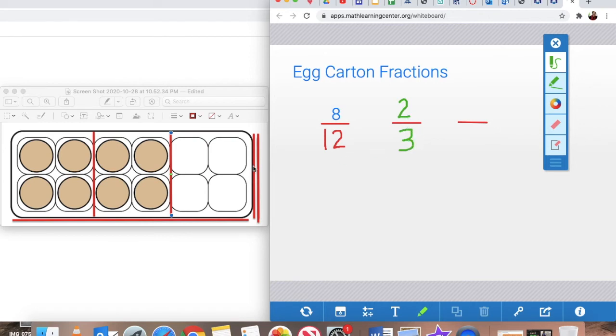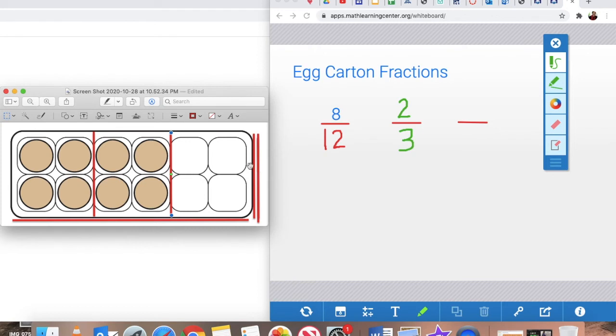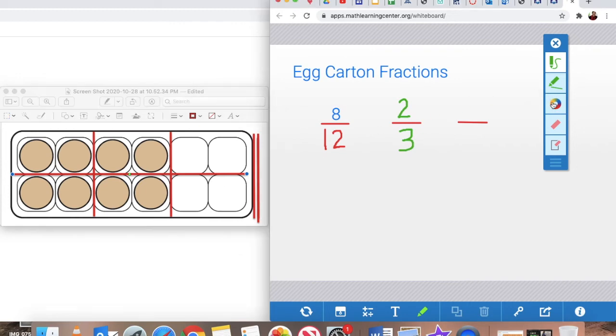Is there another way I can do this? Let's take a look. What if instead, I'm going to keep my 2 sections here, and this time I'm going to split the egg carton also down the middle horizontally. How many sections do I have now? 1, 2, 3, 4, 5, 6. Each section could have 2 eggs.